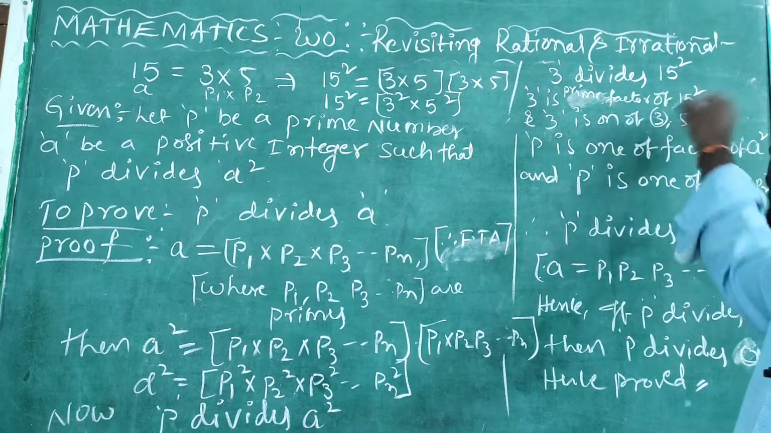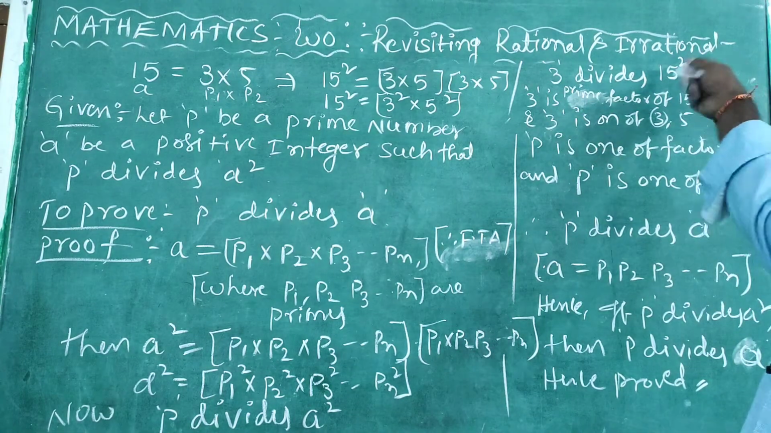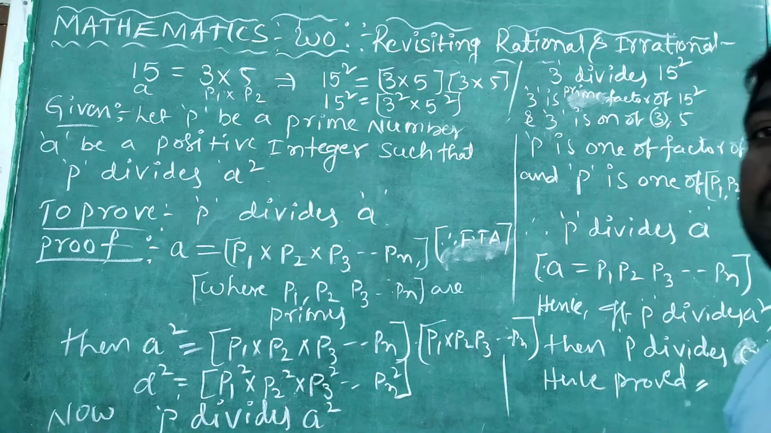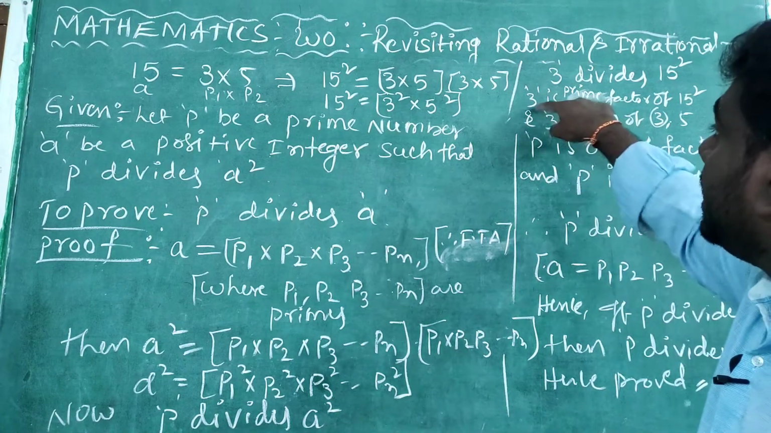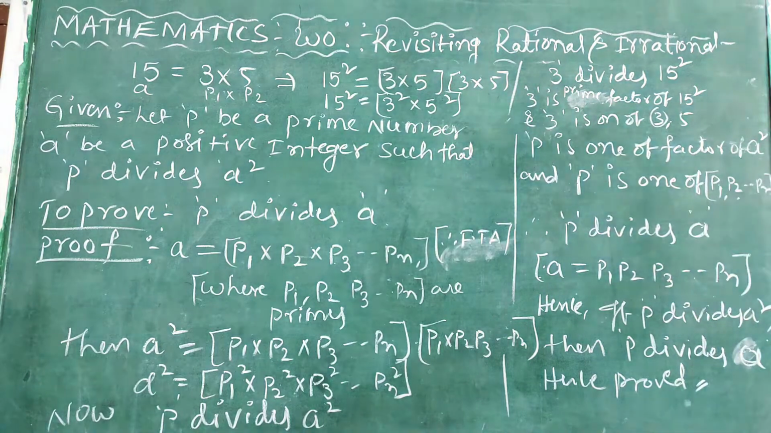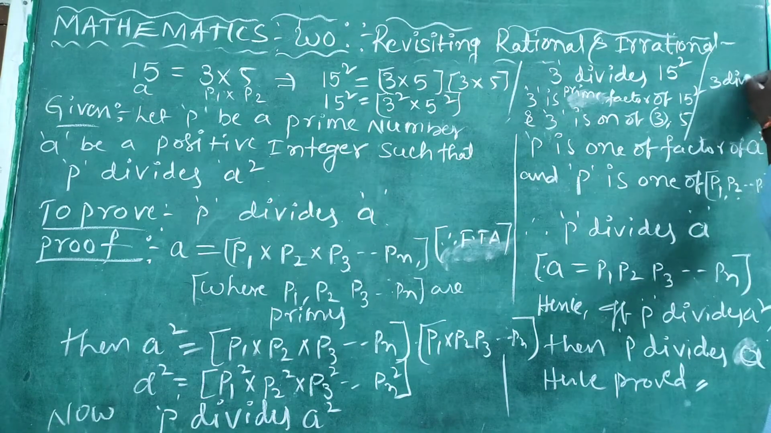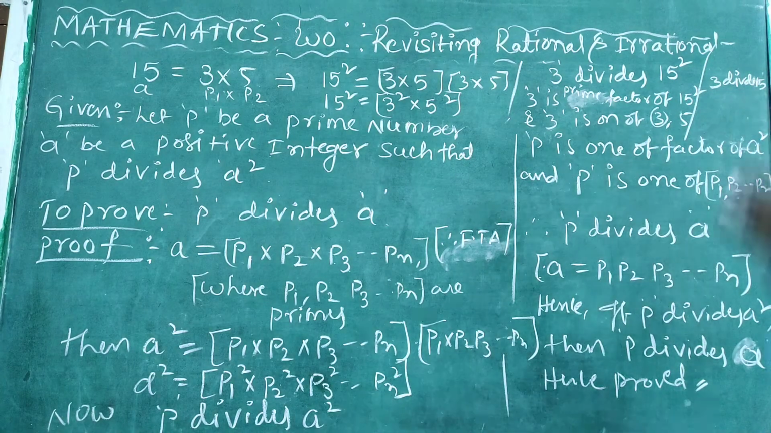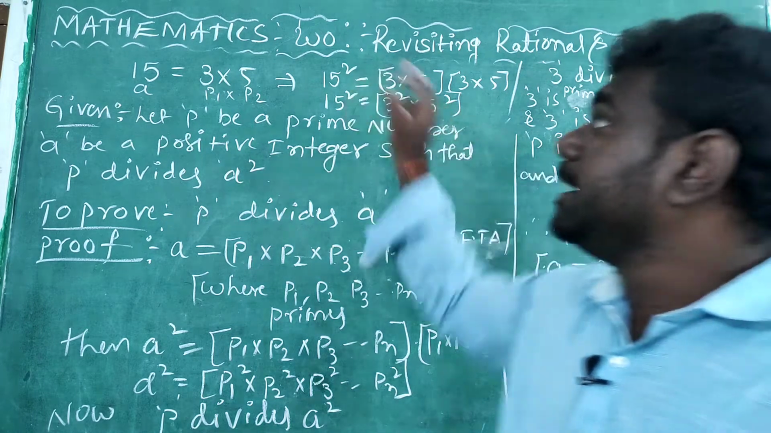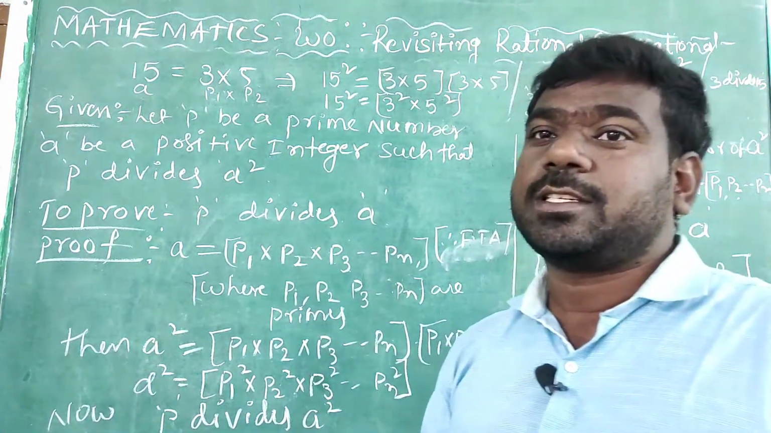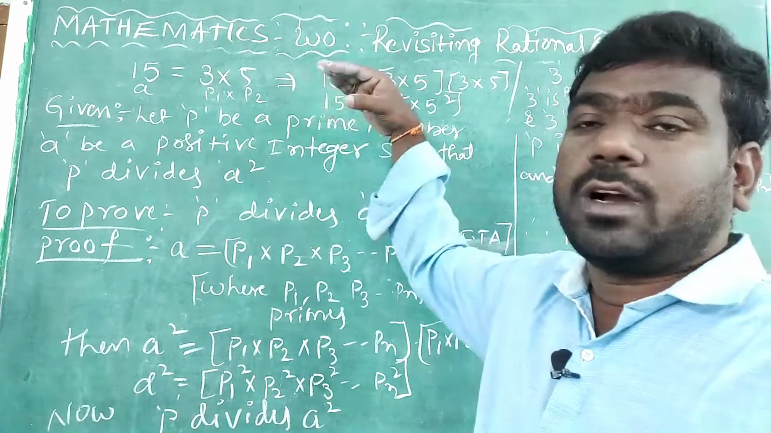3 is one of these, so 3 is a prime factor of this. Then what we conclude here is that this 3 divides 15 also. Yes or no? 3 divides 15, since 15 is 3 times 5. This is the theorem. So I hope you understand.